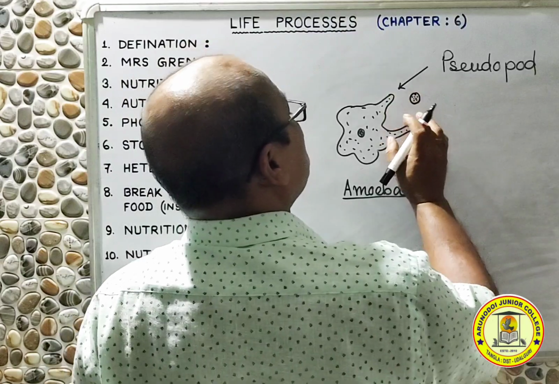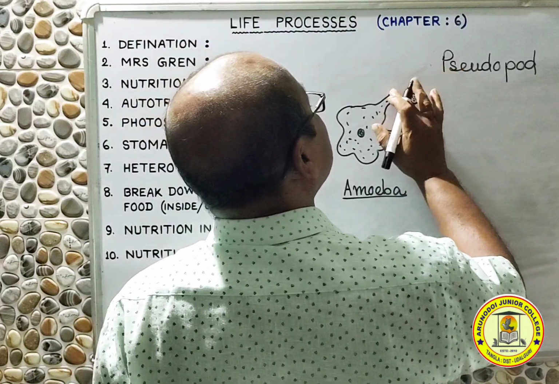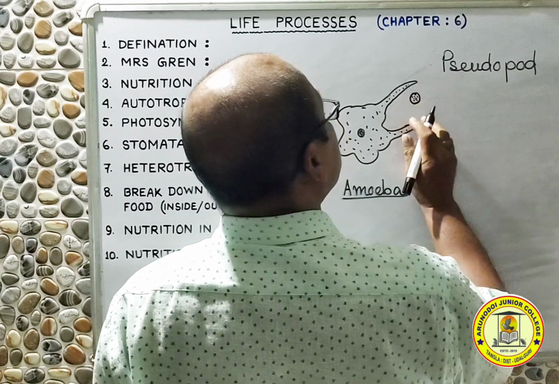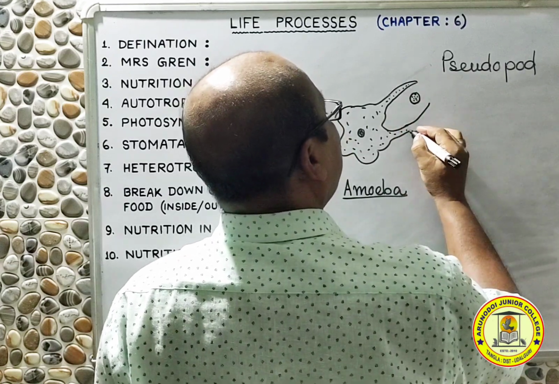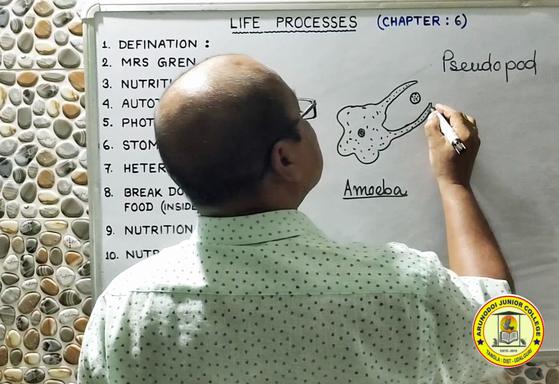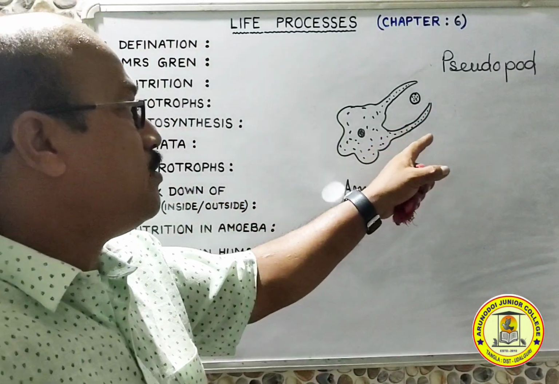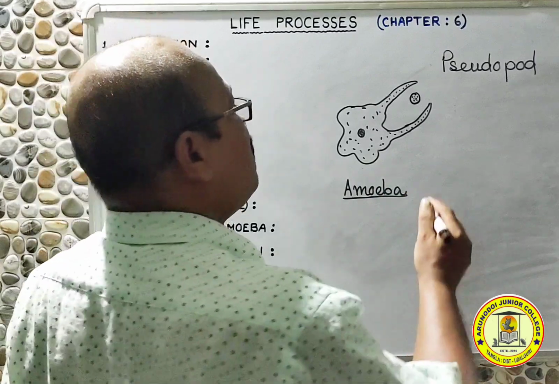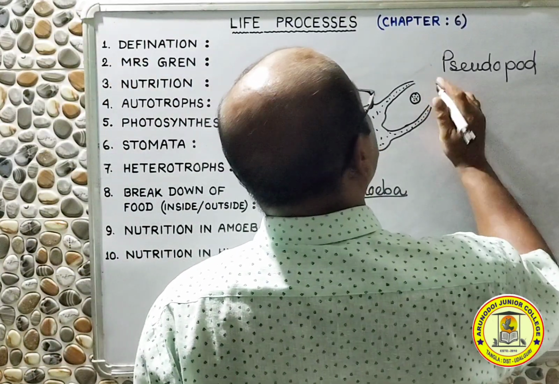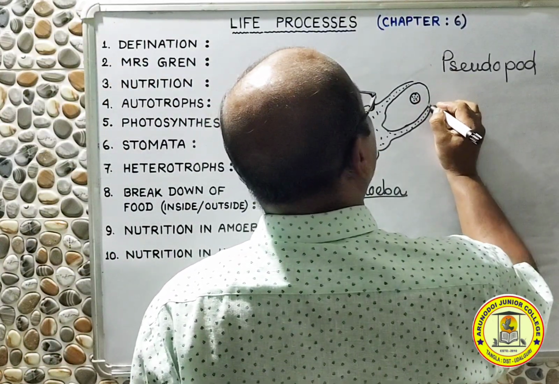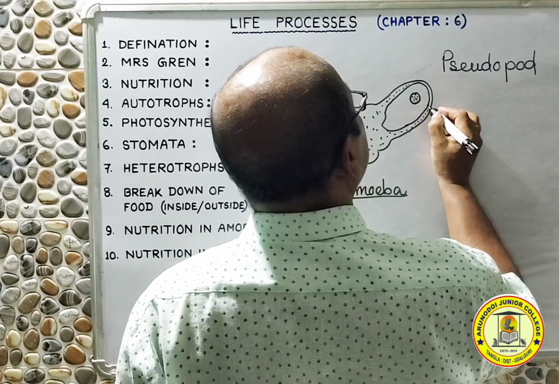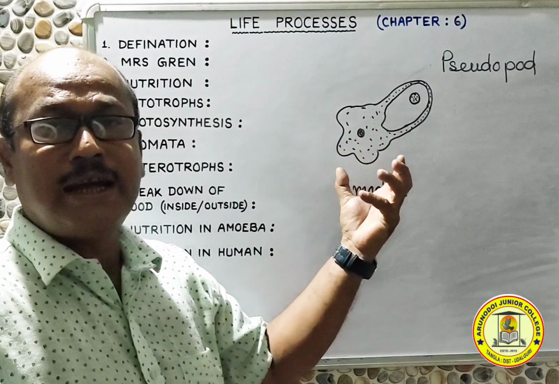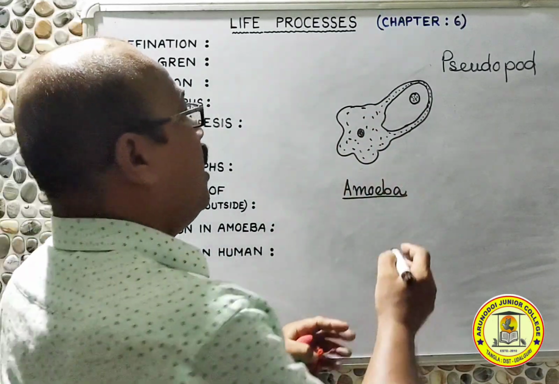Now the pseudopods will continuously increase in length. It will not stop. It will grow like our hair grows, like our nails grow. Similarly, in the case of the amoeba, we will see the pseudopods will grow. And finally, a time will come when the pseudopods will totally join and surround the food. You see, the food particle has now entered the body of the amoeba.